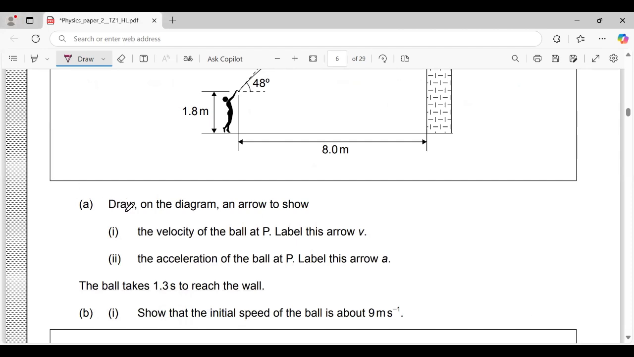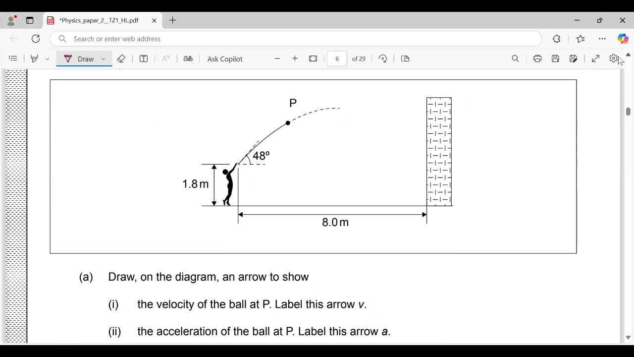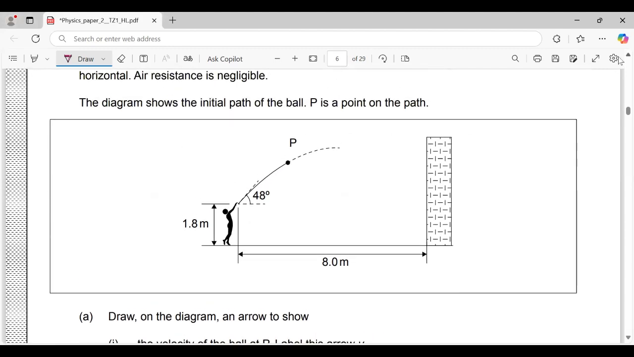Draw on the diagram an arrow to show first the velocity of the ball at P. Label this arrow V. Okay. The direction of velocity is like this. A straight line from point P towards there, upwards. This is V.